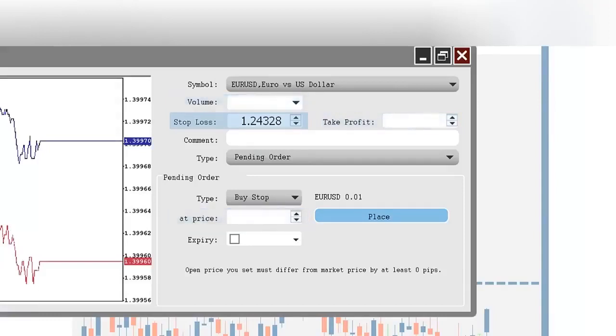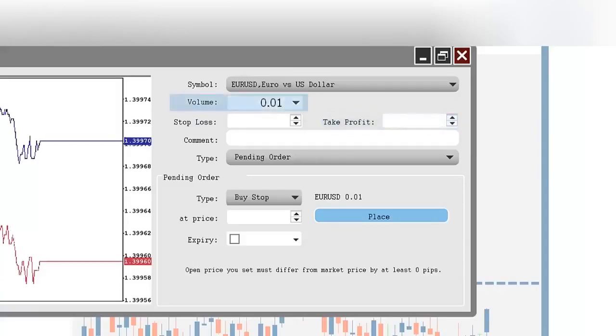A stop loss prevents you from losing all your money. If a trade goes against you, for example, you buy and the price of the currency pair starts to go down, a stop loss order will automatically close your trade so that you do not lose too much money. A profit target is the amount of money you intend to make. A profit target is a predetermined price at which you will close your trade for a profit.